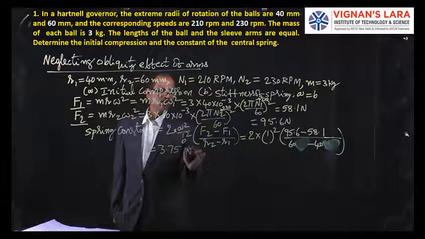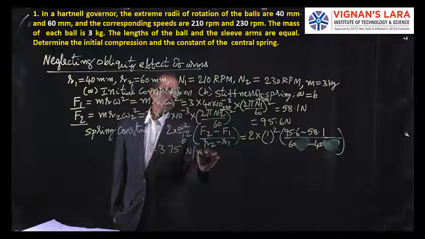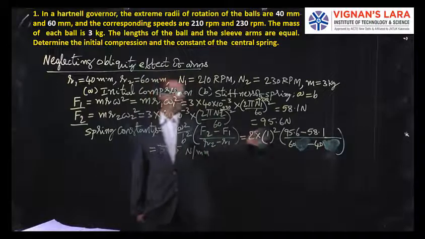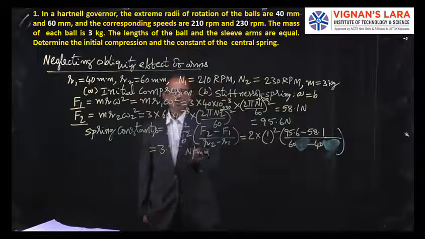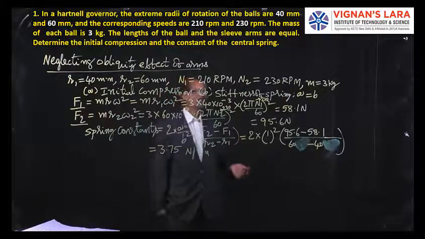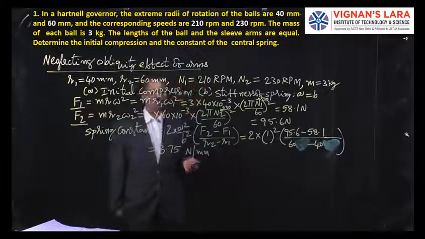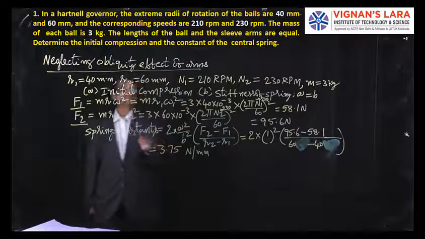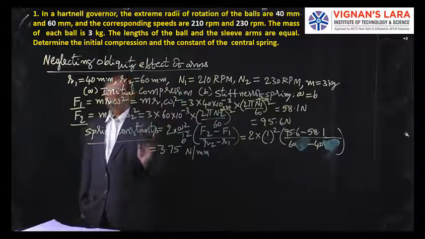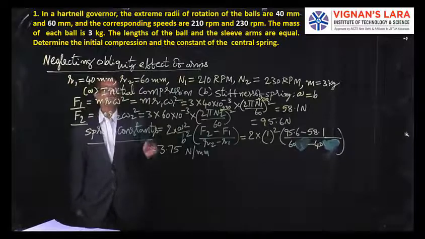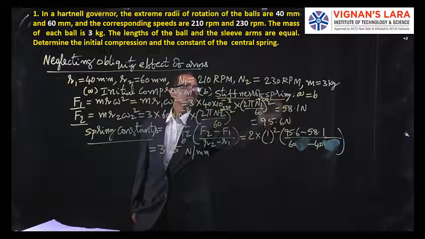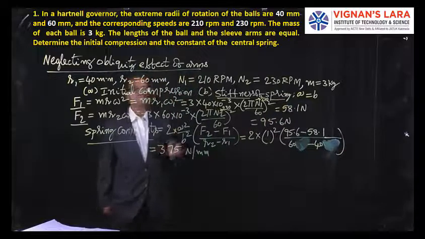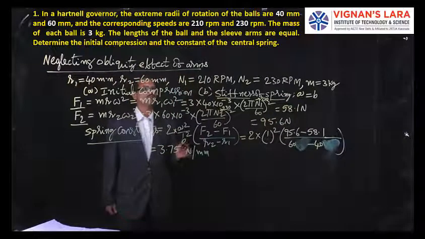is 3.75 Newton per mm. If you write 10 power minus 3 here, then you get Newton per meter, and the value will be just times 10 power 3, isn't it? So this is the first part, the spring constant, that is nothing but the stiffness of the spring. Spring constant or stiffness of the spring, both are same.